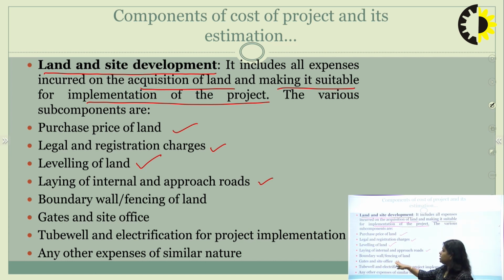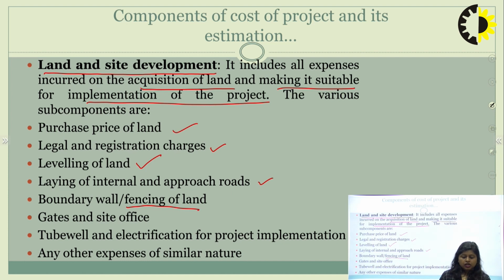We need to have the boundary wall or fencing of land. We need to do this. Along with that, we need to have the gate and the site office. We need to have the tube well and electrification for the project implementation, or other expenses of a similar nature that we need to consider here.